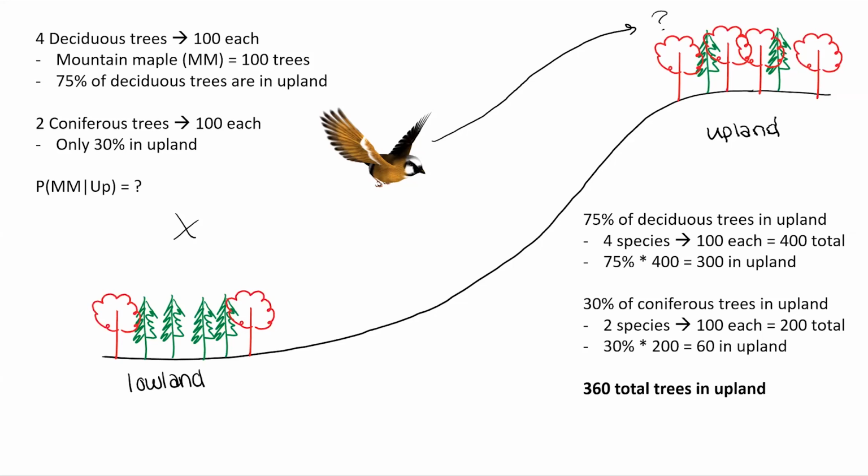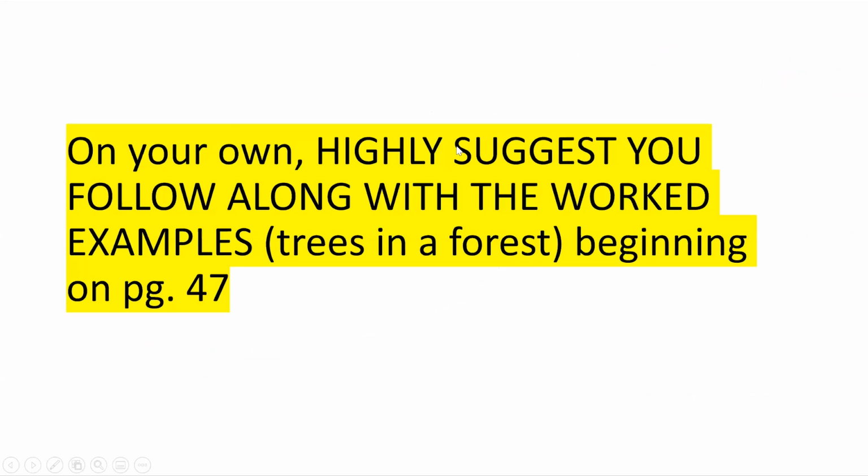So by eliminating the possibility of the bird landing in the lowland trees, the probability of landing on a mountain maple is much higher. I've got a detailed breakdown of that in the notes for this slide. So if you're still confused by conditional probability, check that out. And also, like I said, I highly suggest you follow along with the worked examples beginning on page 47.